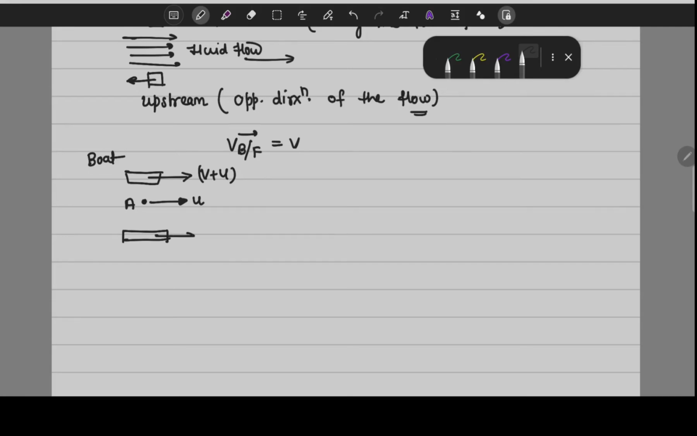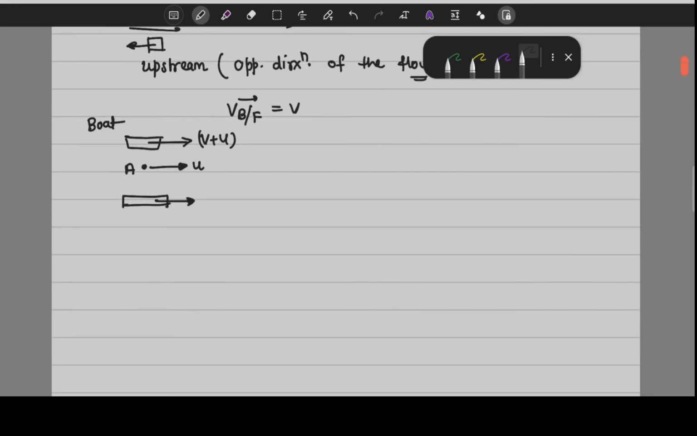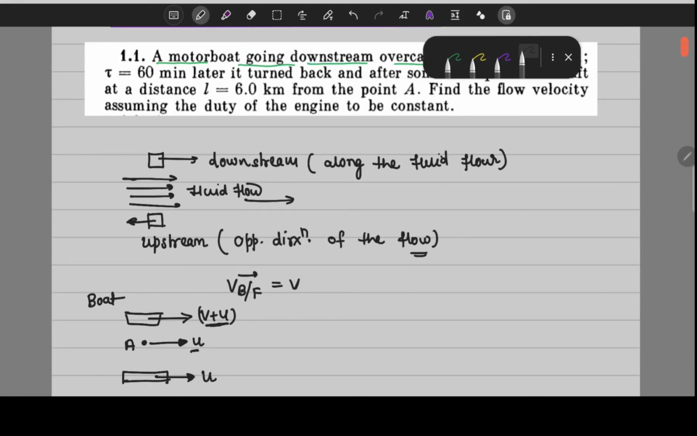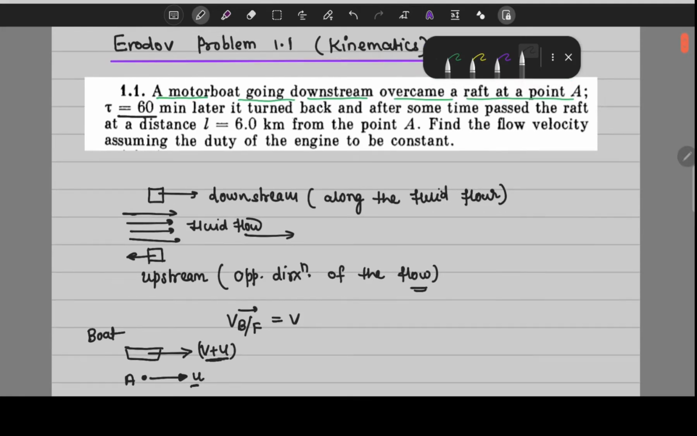Okay, and the raft has zero velocity with respect to the flow of the fluid. So that's why the exact velocity of the raft will be what? u. So basically the motorboat has the velocity of v, as the fluid is flowing with the velocity u. So that's why it is having the net velocity of v plus u, and the raft is having the velocity of u. Now it is saying that after t equal to 60 minutes, it turned back, and after some time passed the raft.